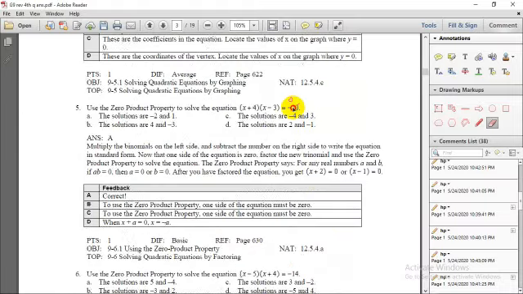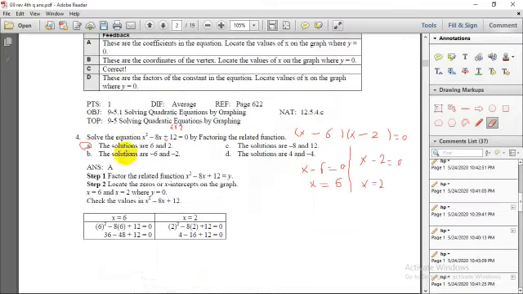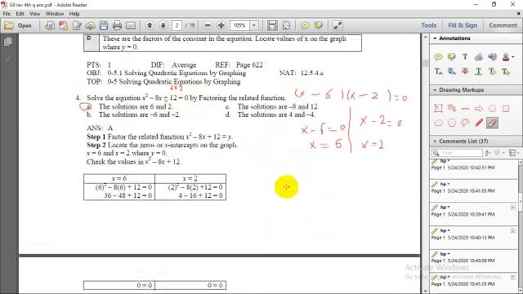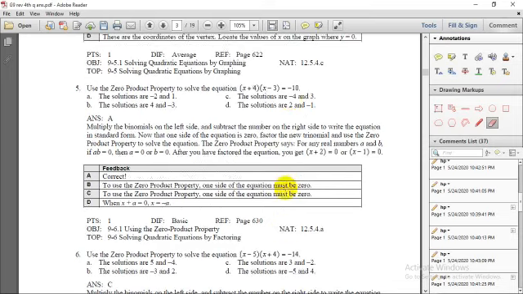So if it's not 0, I must put the equation in the general form. What is the general form here? Look here: ax squared plus bx plus c equals 0. It must be equal to 0. So what I can do here, since it's not equal to 0, is multiply the two brackets together. Take care of this, please. It's so important.